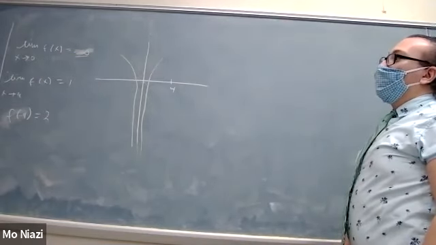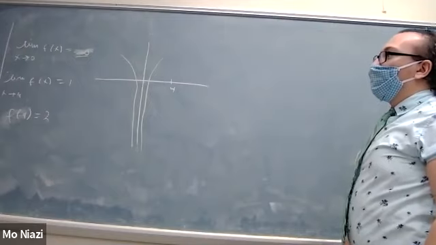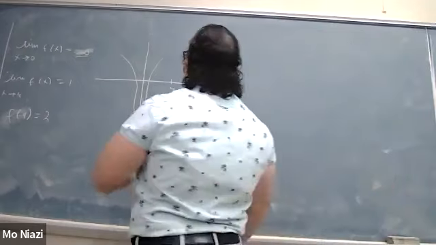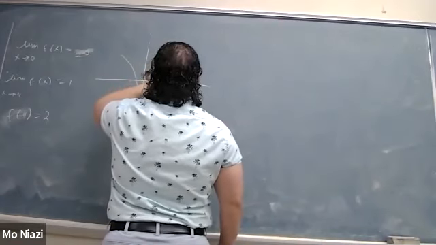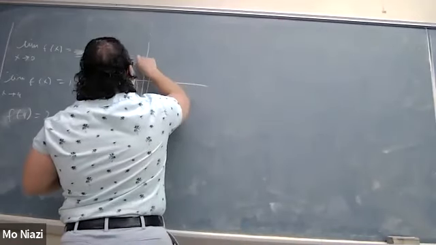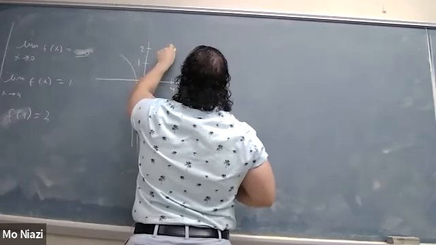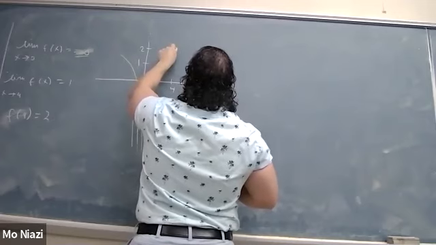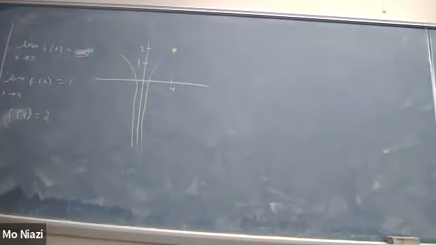Now, f of 4 is 2. So we know at least at 4 is defined to be 2. We'll put a solid dot up there. Now, but it says that the limit as x approaches 4 is 1. How are we going to draw this?